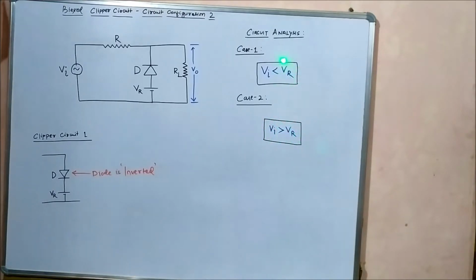We did the exact same thing while discussing circuit configuration 1. Because of the presence of the reference voltage, we have to analyze the circuit in two cases so that we can understand the output behavior in a simple way. So we will analyze this circuit in two conditions, when Vi is lesser than Vr and when Vi is greater than Vr. Let us see how the output signal behavior changes with respect to the input signal voltage in these two cases.